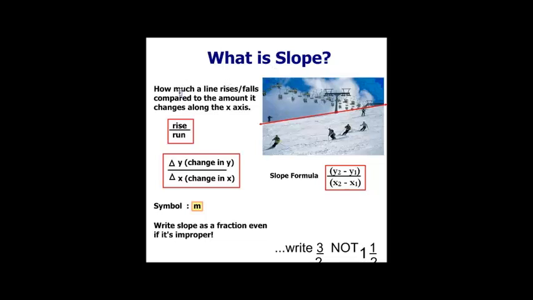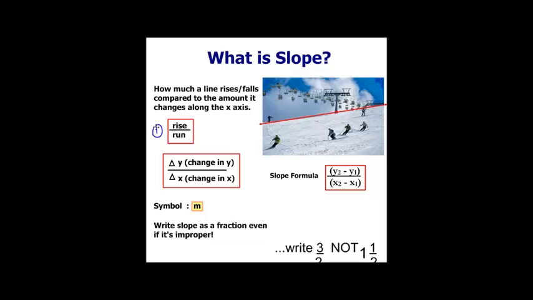On your notes, what actually is slope? Well, this is what you're going to write down here. It's how much a line rises or falls compared to the amount it changes along the x-axis. So we're making a comparison to how far it is rising or falling comparatively to how we are moving along the x-axis. There are three different boxes there, so we can represent slope in three different ways.